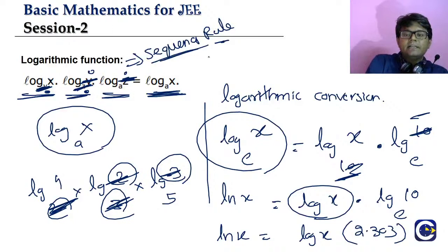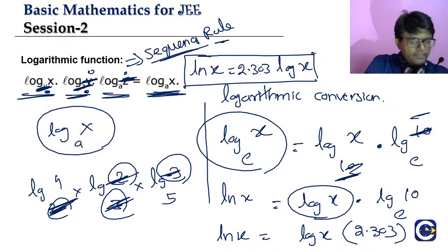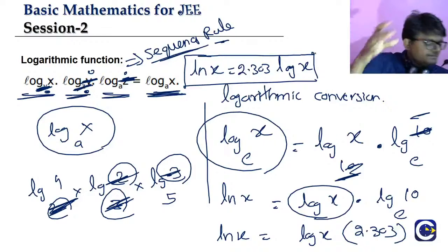So I'll just write it again at the top so that we can look at it like a formula. Ln of any number, natural logarithm of any number, will be equal to 2.303 times log of that number. Log means the decimal logarithm or the common logarithm. Okay. So this is about the logarithmic conversions.